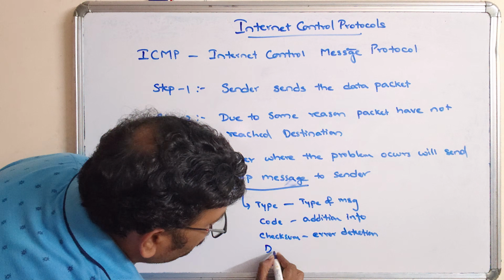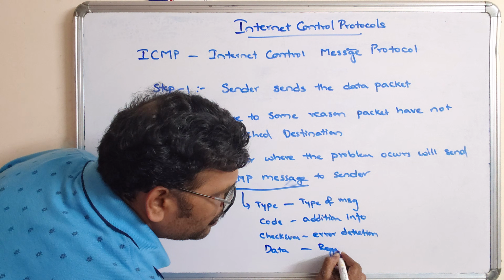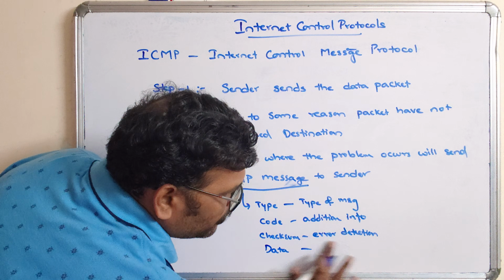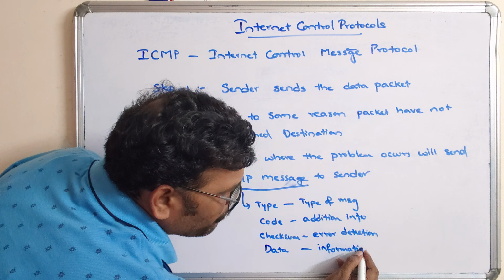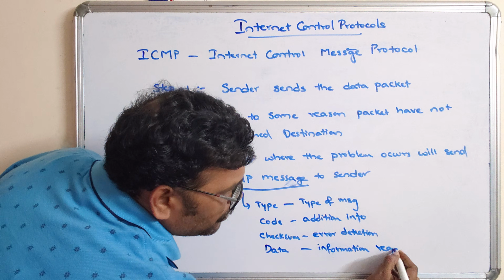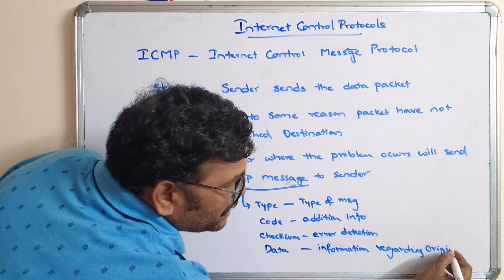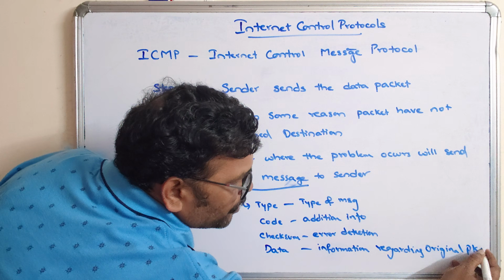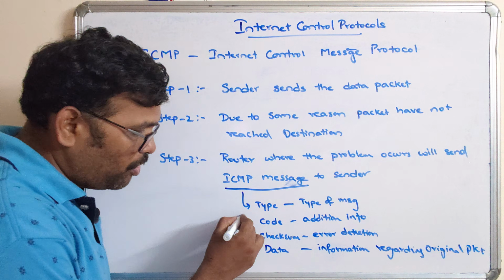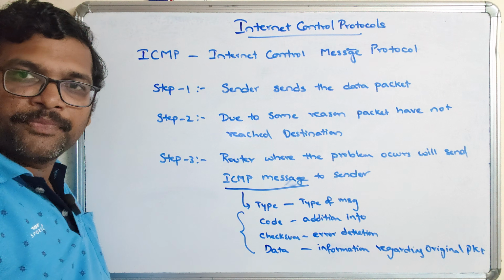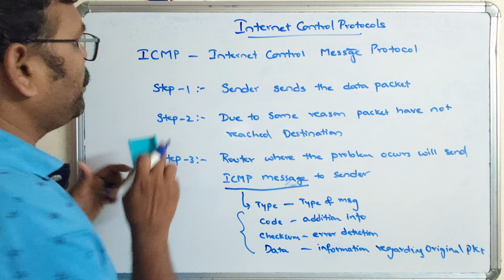And then data, that is information regarding the original packet. So the ICMP message will have all these 4 fields, right? Now let us see what the different ICMP messages are.